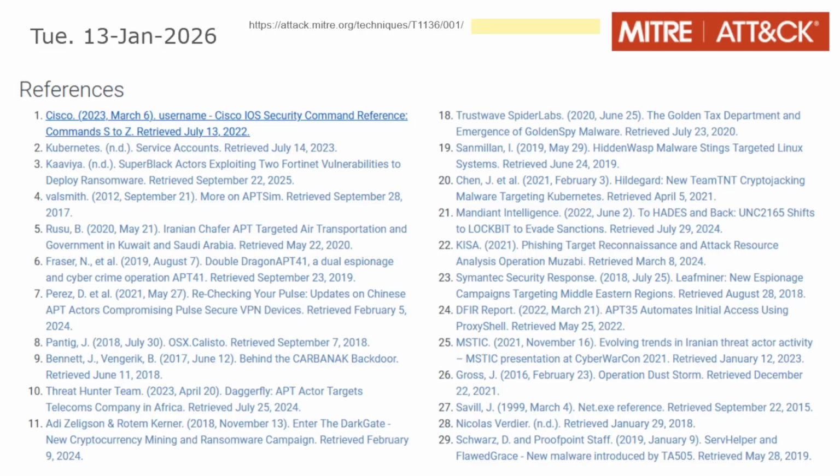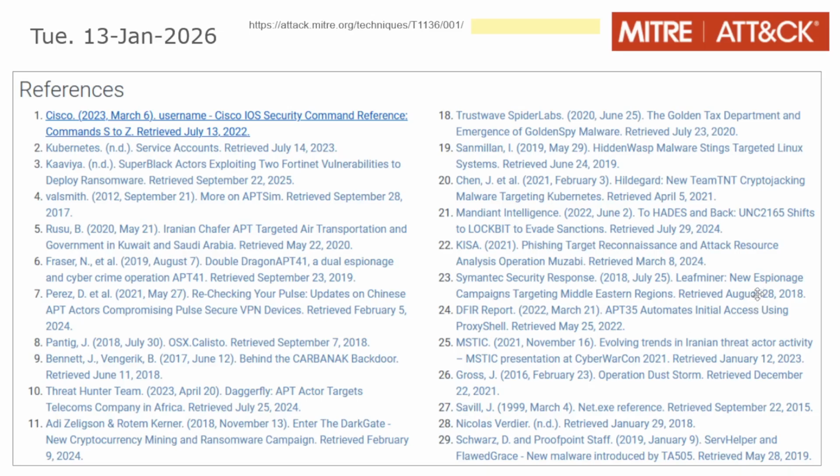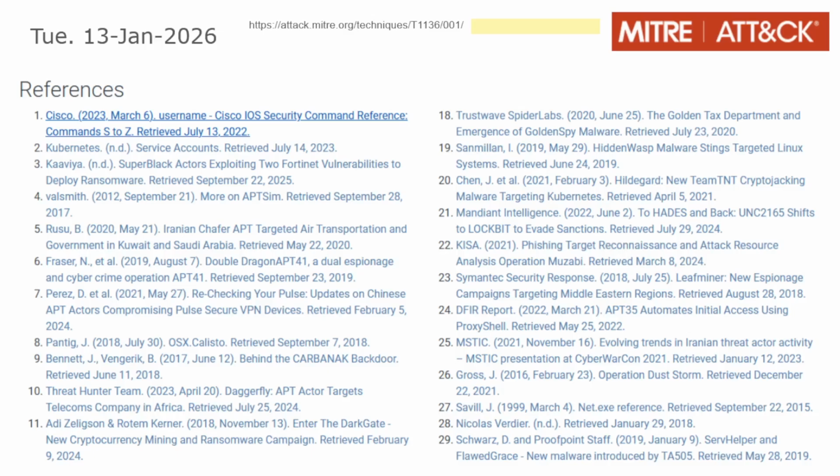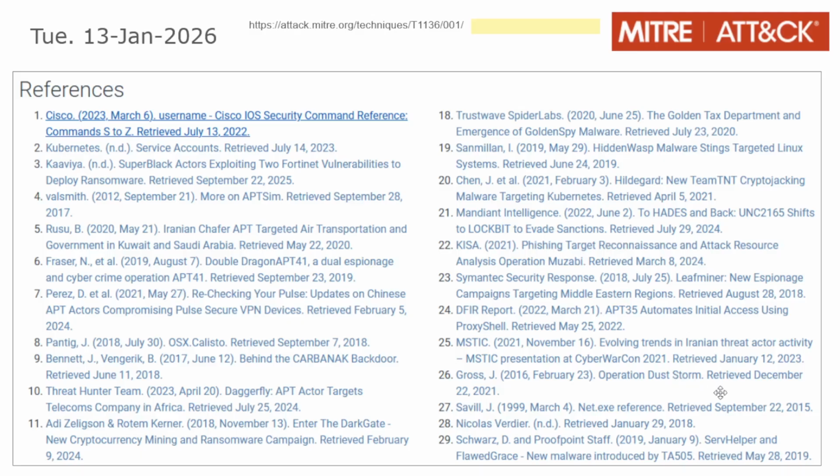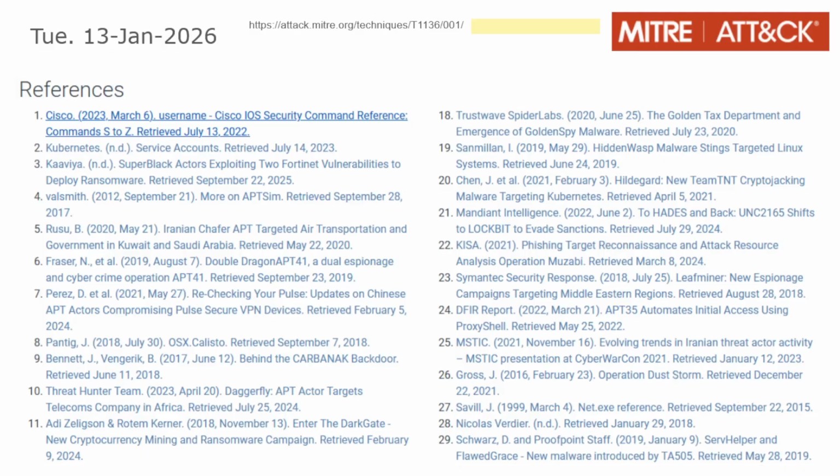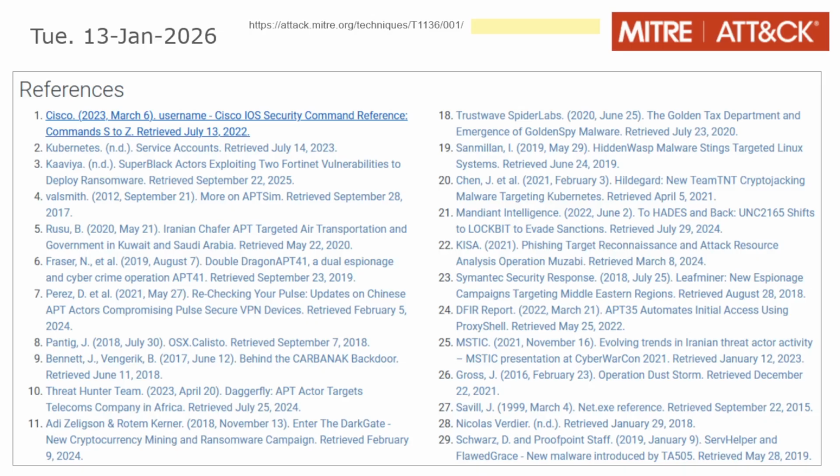That didn't happen yet. So Symantec Security Response, Leafminer and new espionage campaigns target Middle East regions. Then Mystic, evolving trends in Iranian. Yes, they target the Middle East there. Then Operation Duststorm. Out of this, I would say nothing really caught my eye, but that's okay. It doesn't have to catch my eye all the time.